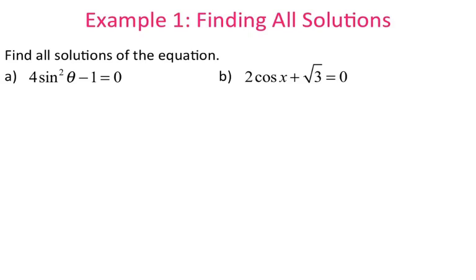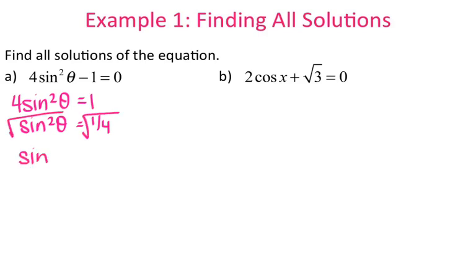I'm going to isolate my sine of theta because I'm trying to solve for my angle. So I'm going to start by adding 1 to both sides. So I have 4 sine squared of theta equals 1. Divide both sides by 4. I get sine squared of theta equals 1/4. And then since I'm solving for sine, I'm going to go ahead and take the square root. So I have sine of theta equals plus or minus, because I took the square root. Square root of 1 is 1. Square root of 4 is 2.